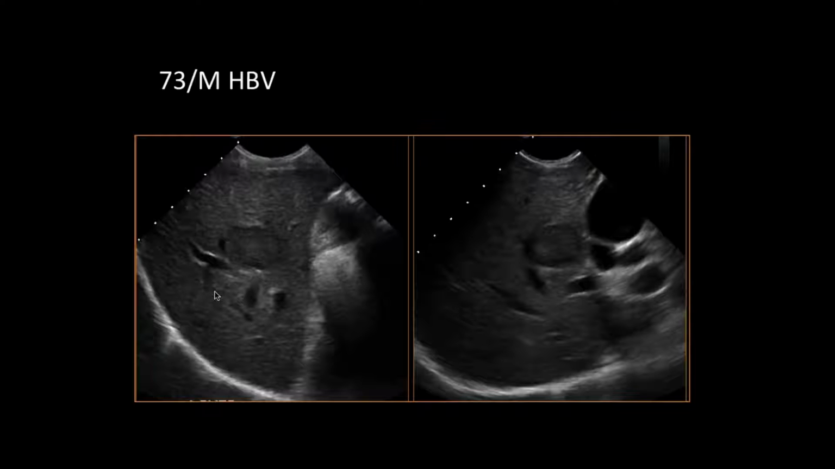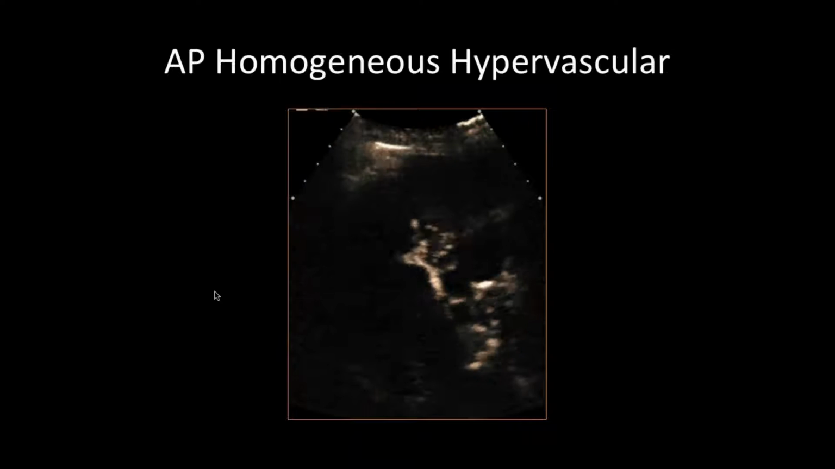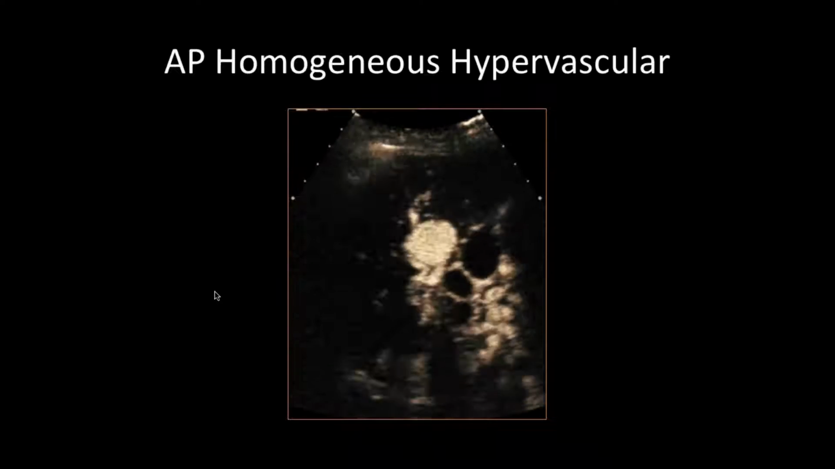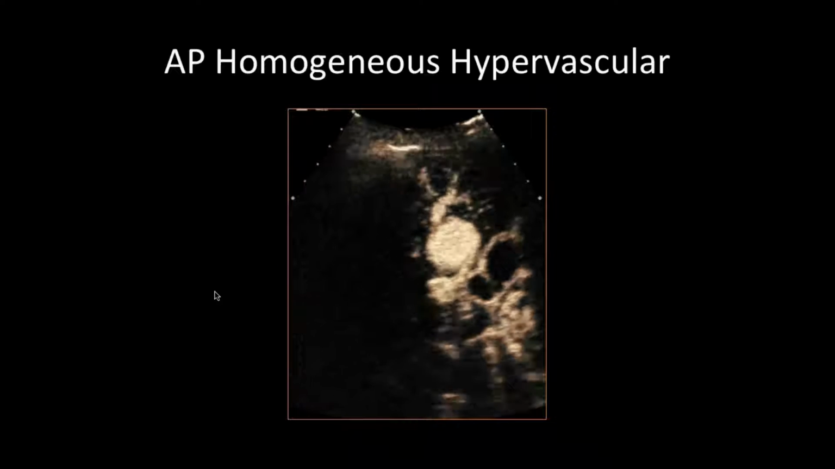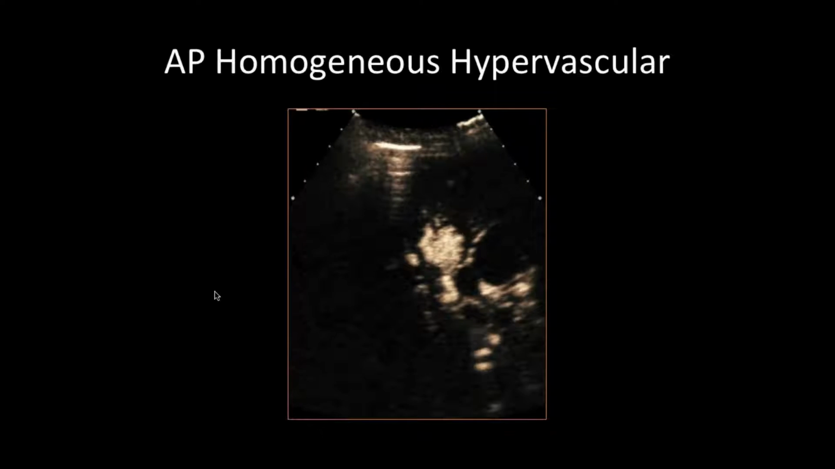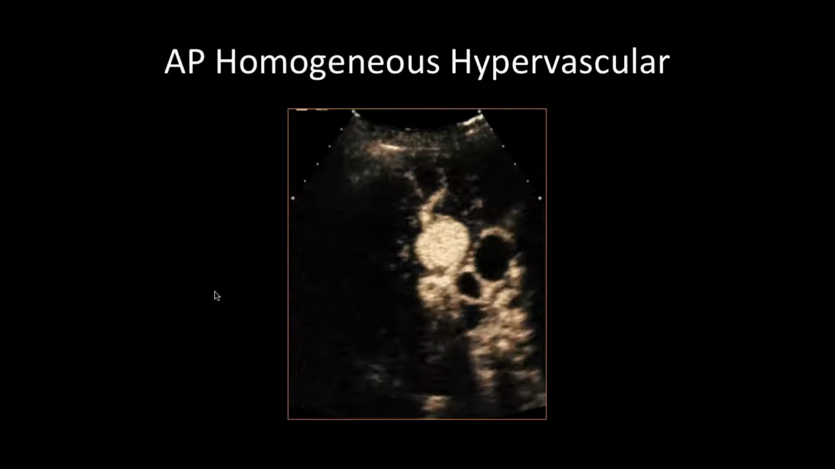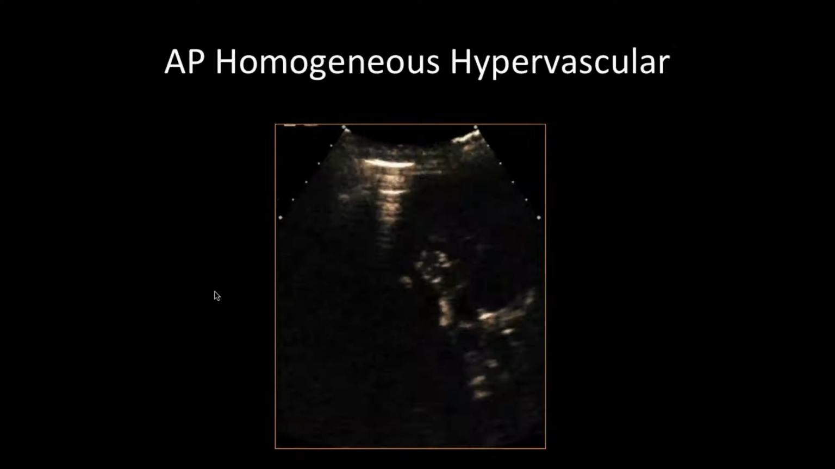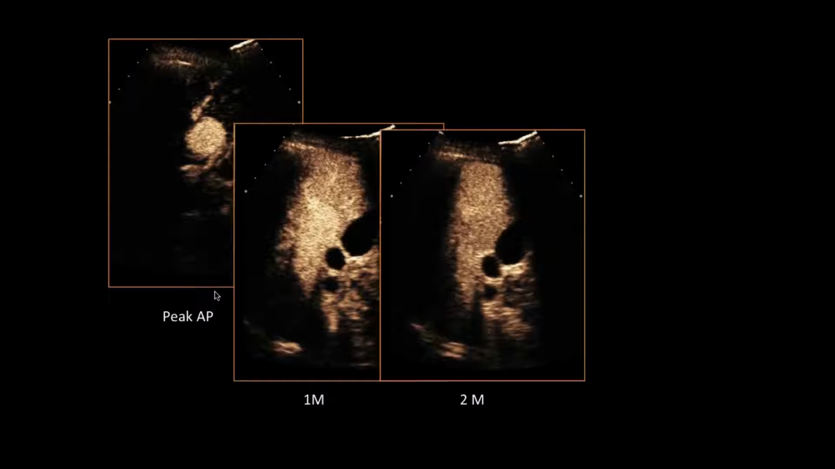A male with HBV, we can see a nice hypoechoic mass well visualized in the liver when we do our contrast-enhanced ultrasound. And notice again that breathing does not destroy the CEUS examination. And so this is obviously a well-seen, diffusely homogeneous and hypervascular mass in the arterial phase. When we look at this later, we can see our peak arterial image. At 1 minute, we can see that the lesion is still enhanced greater than the liver. At 2 minutes, it's isovascular to the liver.